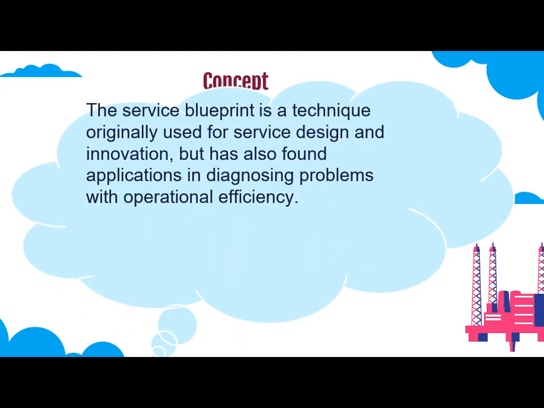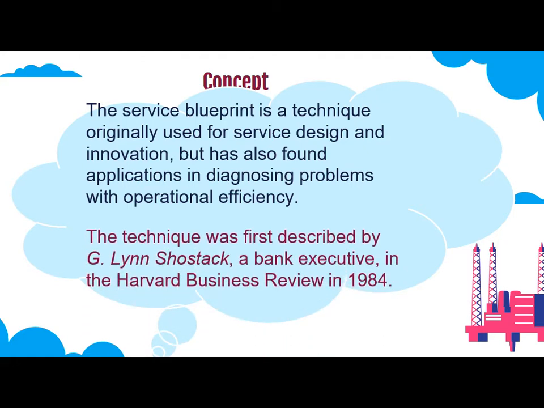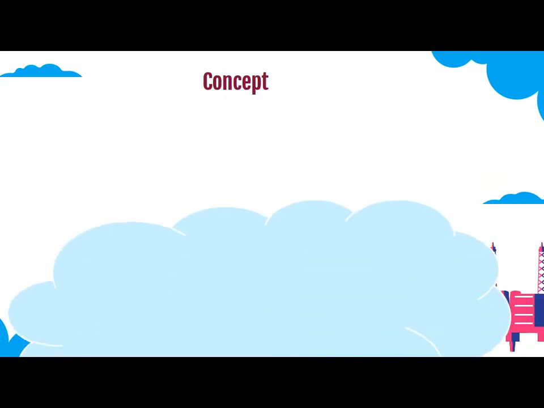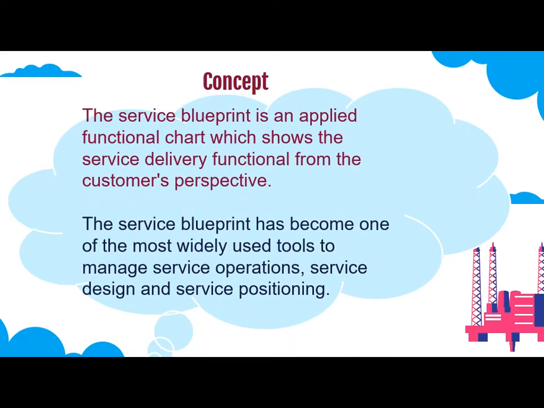Service blueprint is a technique originally used for service design and innovation, but has also found applications in diagnosing problems with operational efficiency. The technique was first described by Shostak, a bank executive, in Harvard Business Review in 1984. Service blueprint is an applied function chart which shows the service delivery function from the customer's perspective. The service blueprint has become one of the most widely used tools to manage service operations, service design, and service positioning.